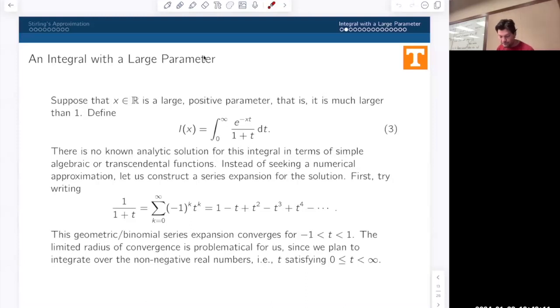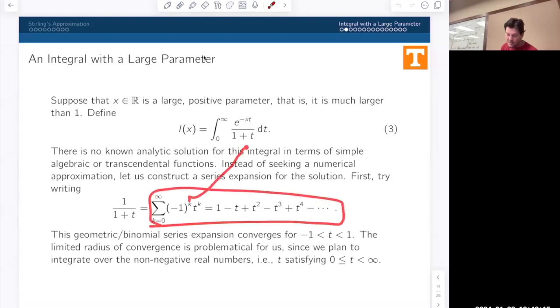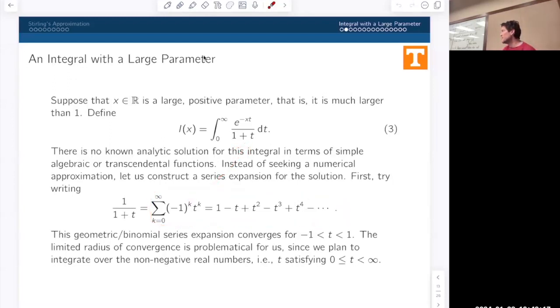So what can we do? We can't simply throw this into this integral and then expand term by term. However, we could think about doing that, right? We could pretend it's possible.